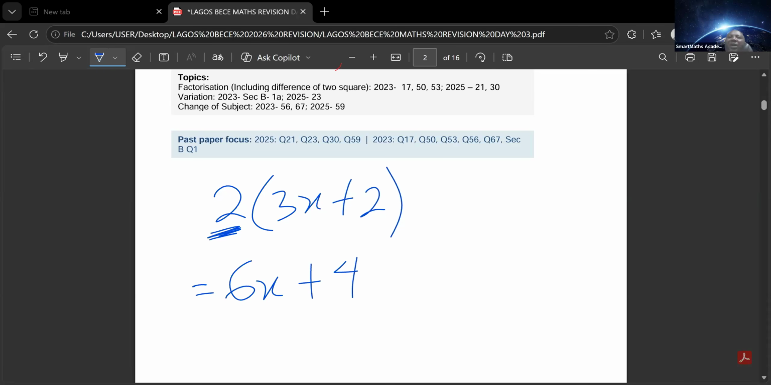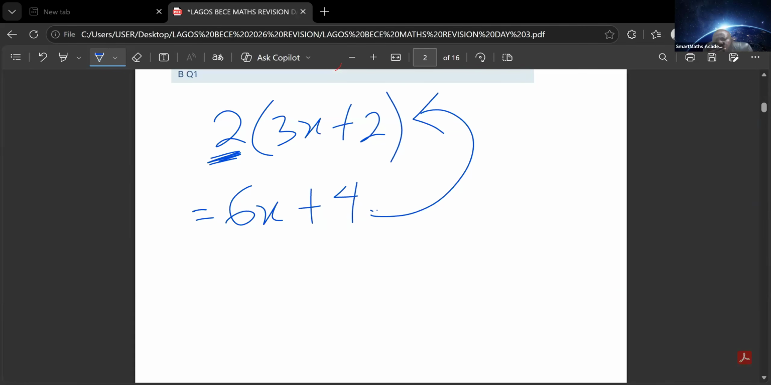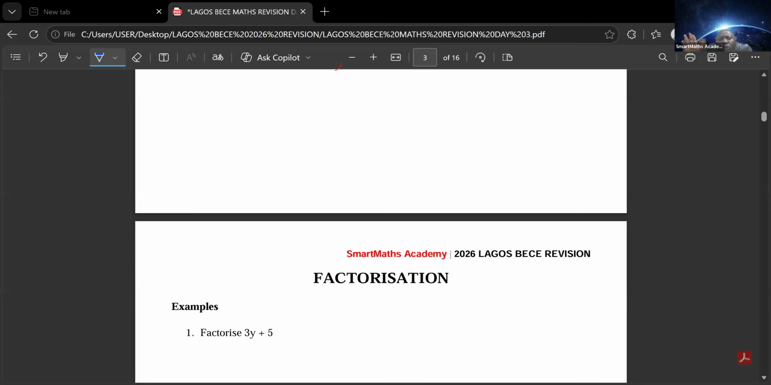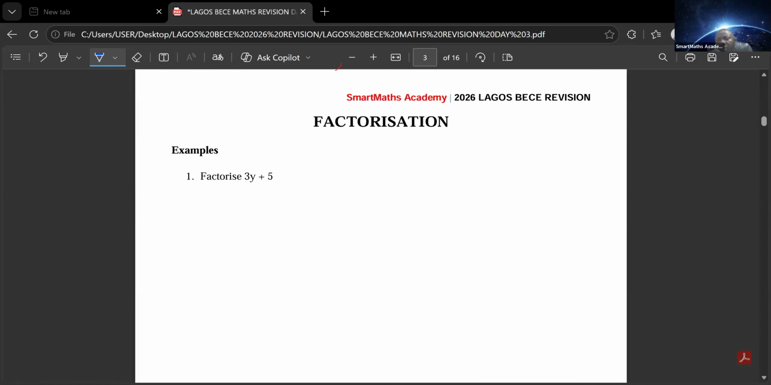So when you now factorize, you are going back from the answer of your expansion. You are coming back to this place. That is, you are going to introduce brackets. That is what factorization is talking about. Now, I'm going to give you shortcuts, very easy ways that you can use to do factorization, like this one you have on the screen now. The first question here, 3y plus 5.